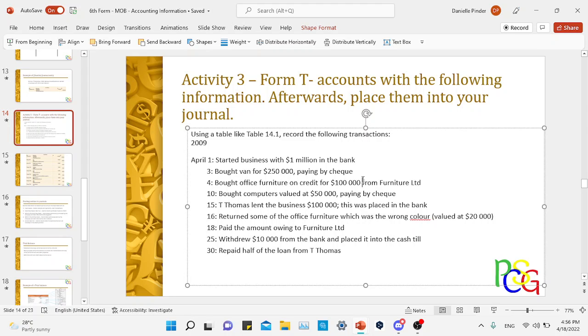April 15, I would debit bank and credit T Thomas. April 16, I have returns outwards credit and I would debit cash. Okay, it's actually right, we'll see. Go on, continue. Oh, you're just listening. Okay. April 18th, I debited Furniture Limited and credit cash. April 25th, I debited cash and credited bank. And April 20, I debited T Thomas and credit bank.